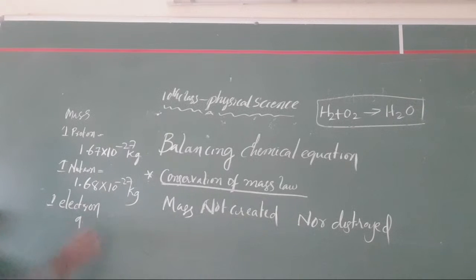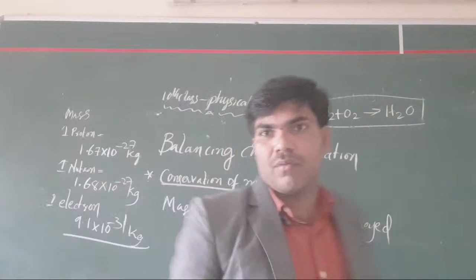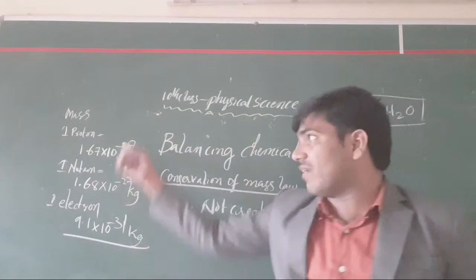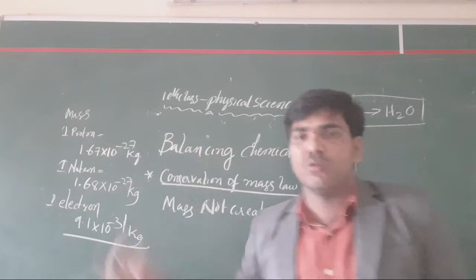One electron contains how much mass? 9.1 into 10 to the power of minus 31 kgs. Okay, clear or not all of you? Minus 31 kg. These are the masses of an individual proton, electron and as well as the neutron.